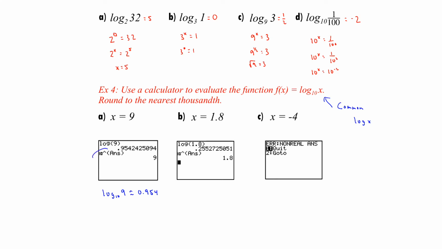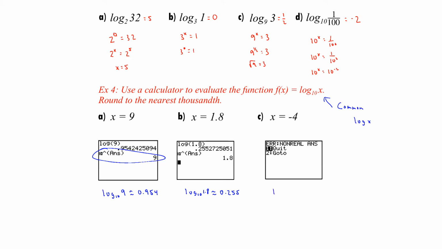The second part of this, what I did was work backwards. If that's 0.95424, then that's saying that 10 raised to that number should give you 9. So it's just showing the check that it is correct here. B, we have log base 10 of 1.8. Plug that into the calculator and we approximately get 0.25527, so that'd be approximately 0.255. Once again, showing that if I take 10 raised to that power, I should get the 1.8 back.